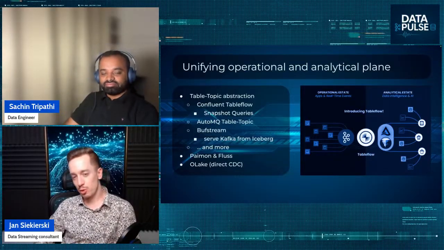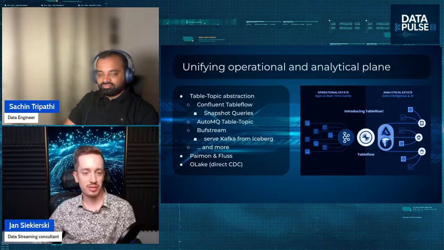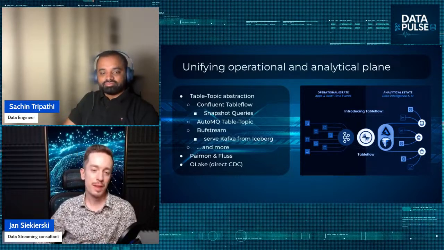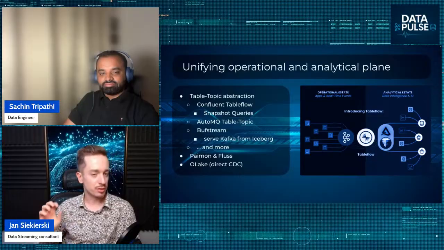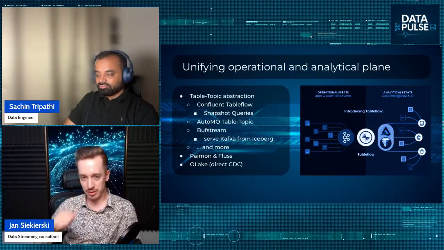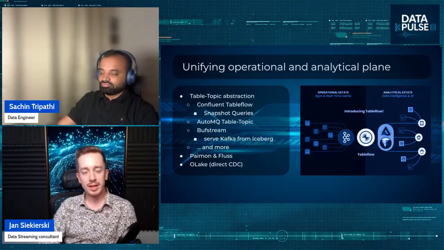But Paimon is just one answer to the problem of how do we unify, one proposition on how to solve the problem of unification, right? Fluss is another solution that's connected to it. I won't go in depth into it. It's also an Apache project, also originated in Alibaba.